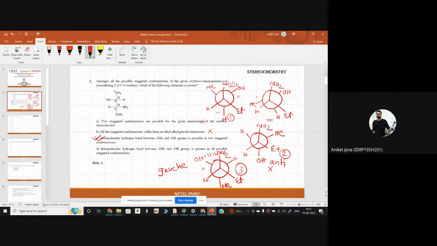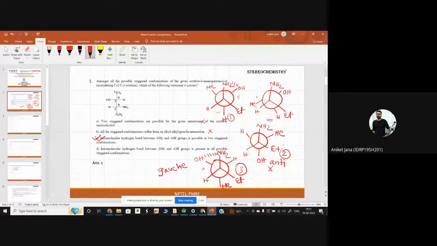Right, in this conformation, let's say the ethyl and the methyl alkyl groups are anti to each other, so there is no gauche butane interaction in this case. And the last option says that intermolecular hydrogen bond between NH2 and the OH group is present in all possible staggered conformations. This is also not possible because in anti position, NH2 and OH are far apart from each other. So hydrogen bonding is not possible in this case.